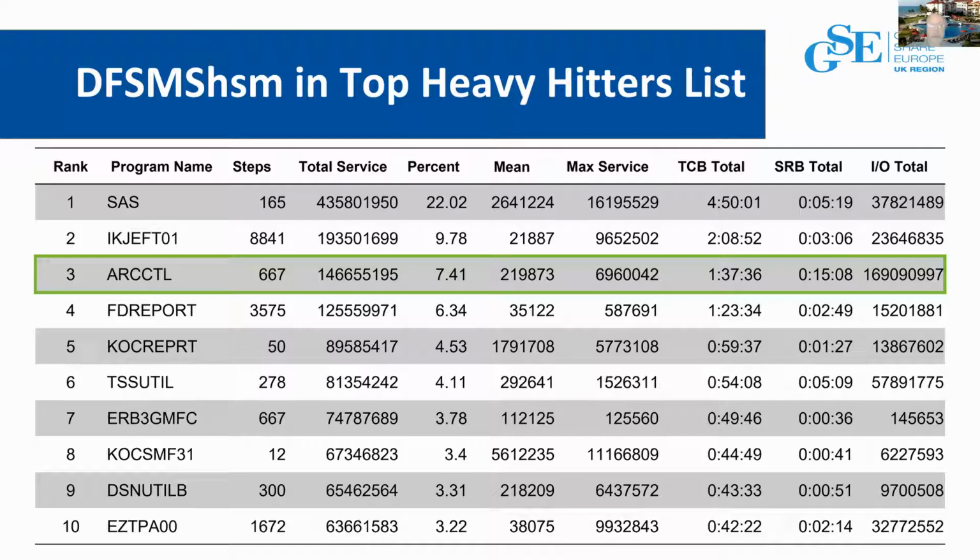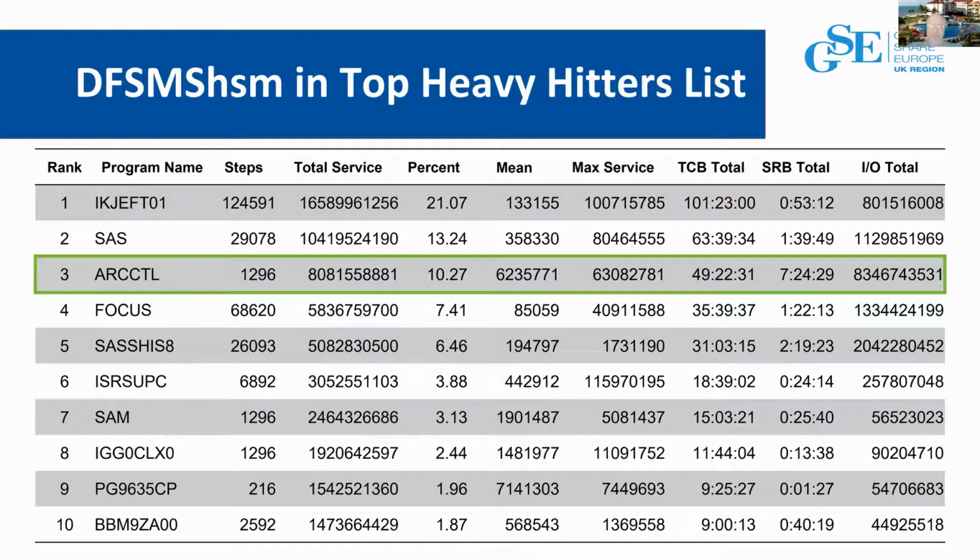So this is actually an example from one of our customers. It turns out they're number 3. And when you look at how much total service you're getting off your CPU versus number 1, okay, it's significantly smaller than number 1, but it's a lot bigger than number 10. So there is a lot of potential savings when you look at this.